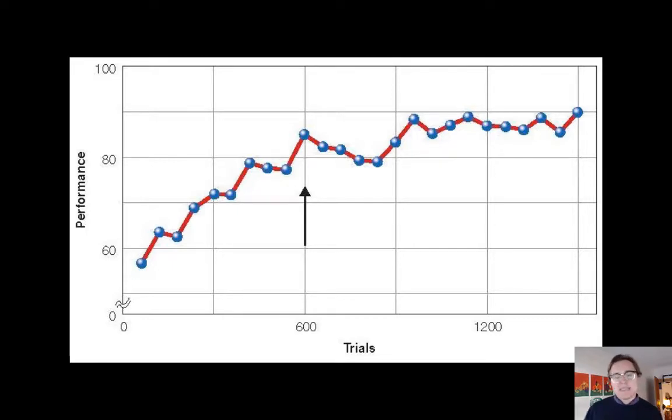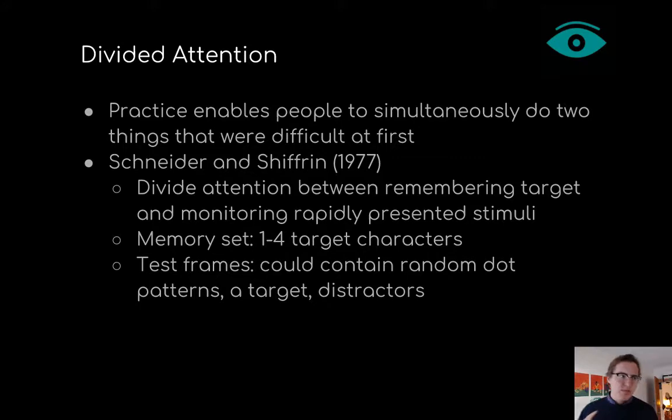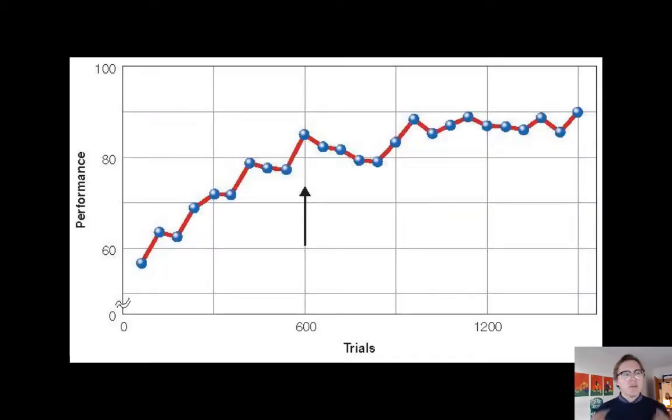And what we can see is that an important thing to remember is that the divided attention component to this is trying to remember the target and rapidly presented stimuli. So those are your two things that you're trying to do. You're trying to remember something, and you're trying to analyze stimuli. And basically what they found was that the more trials that participants went through, the better they got.